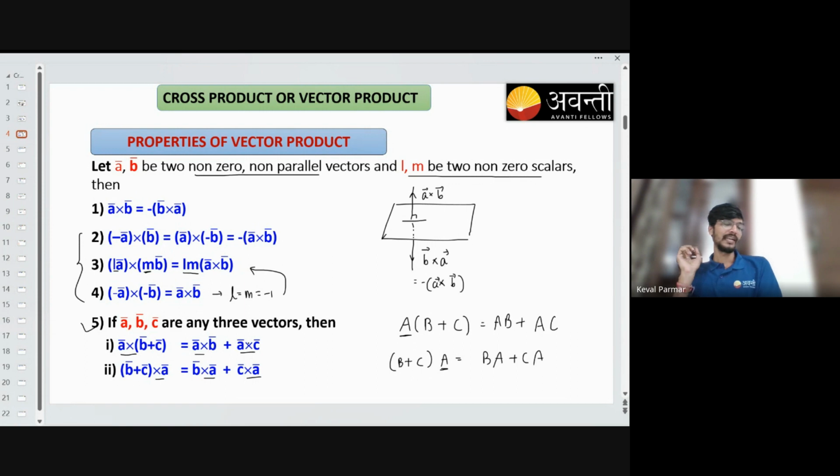That means vector product is not commutative. In scalar product, we easily wrote it. Scalar product was commutative, that is A vector dot B vector can be written as B vector dot A vector. But it's not true for vector product. Let's see some more.